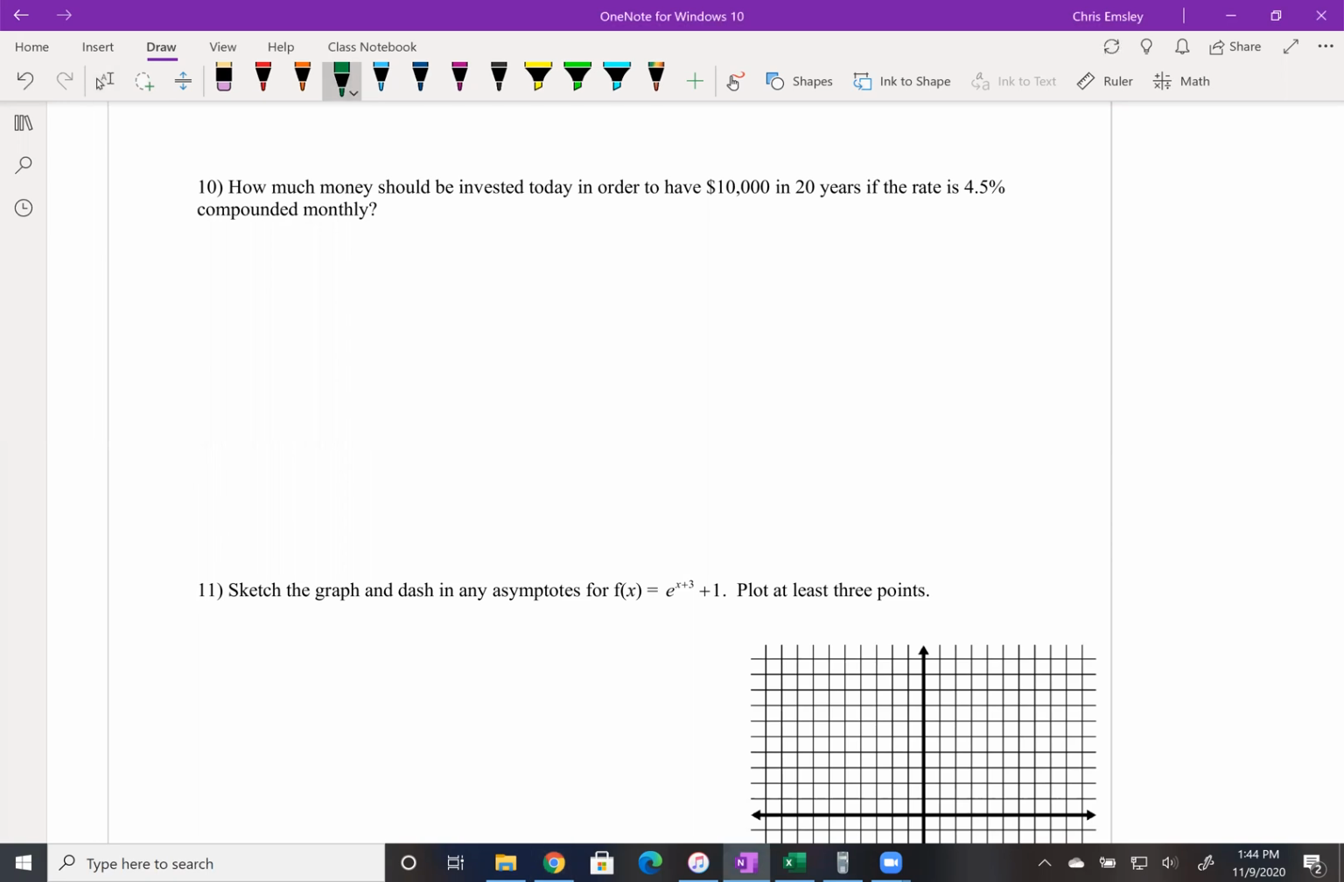Starting off with number 10, this one says, how much money should be invested today in order to have $10,000 in 20 years if the rate is 4.5% compounded monthly? Okay, we have two different formulas that we've used for interest. So the key words here are compounded monthly. That tells us which formula to use. And the one we need for compounded monthly looks like this.